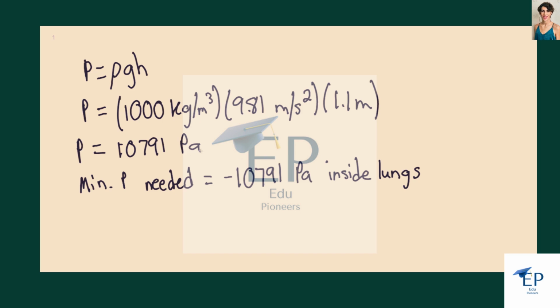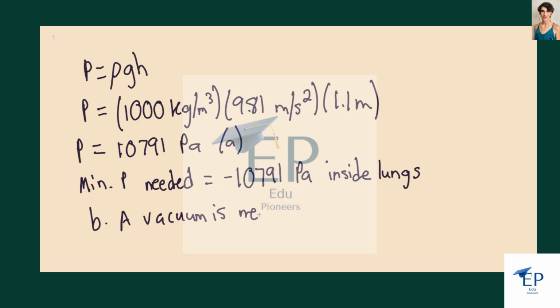So if this is the answer for part A, part B is asking us, why is it negative? Well, it's negative because this pressure needs to cause the water to rise up the straw. And because of this, that means that there has to be a negative gauge pressure. A negative gauge pressure means that this is going to be a vacuum, and a vacuum implies, of course, a negative gauge pressure.